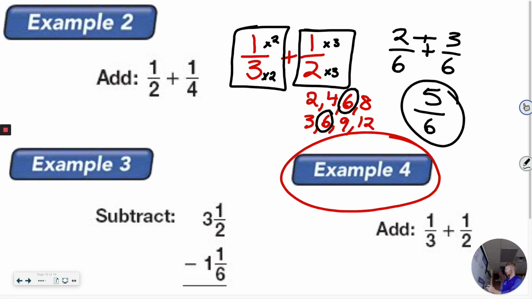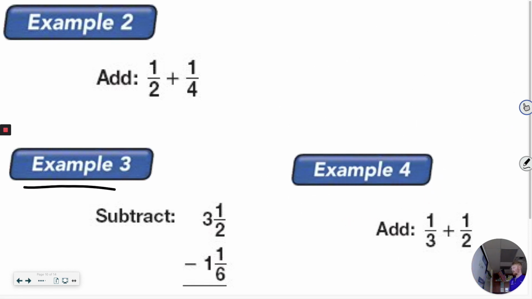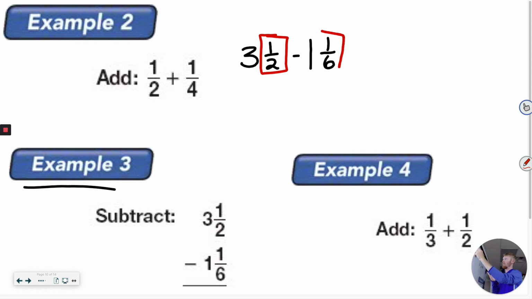All right, another example. Example 3 here. This one's a little bit tricky. So I have 3 and 1/2 minus 1 and 1/6. If you want to try this on your own, you can, or you can just watch me do it. This one's kind of tricky because I have mixed numbers, not just fractions with unlike denominators. So I'm just going to focus on these fractions first here. That's what we just learned how to do.